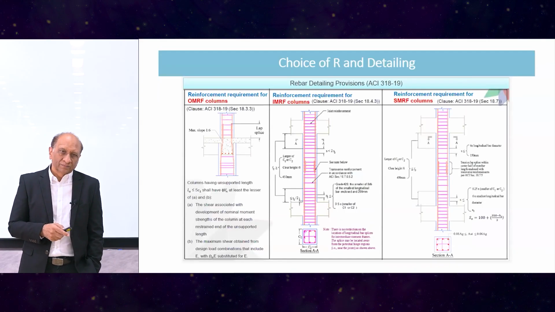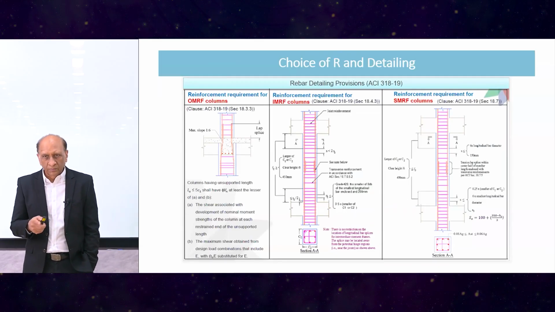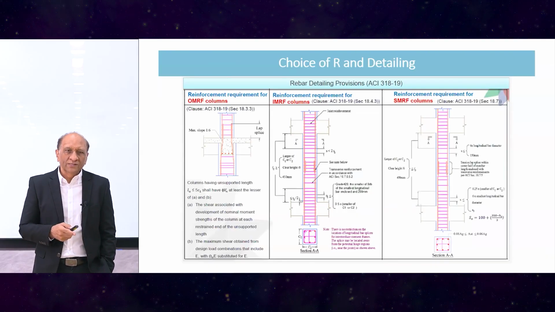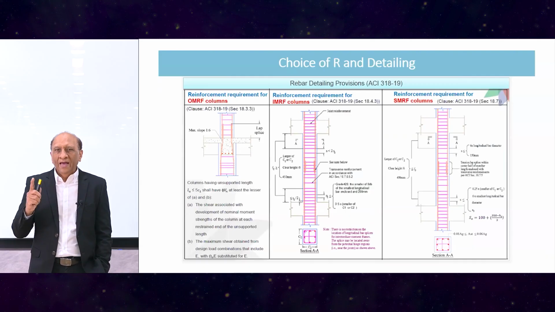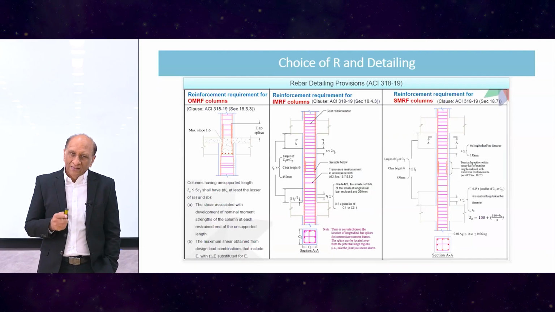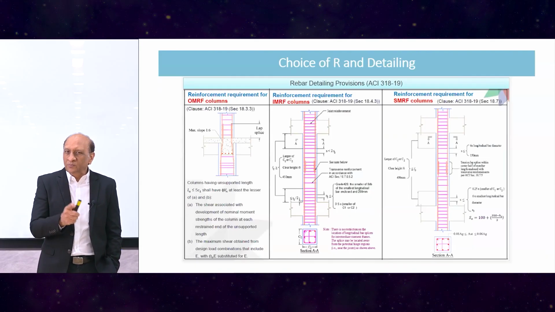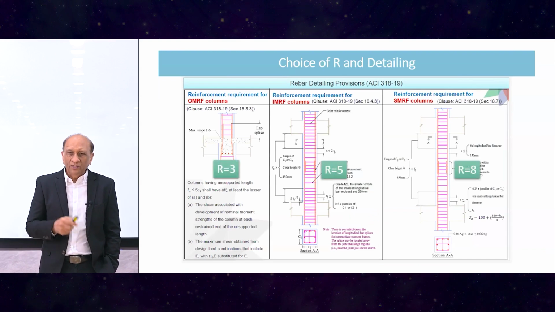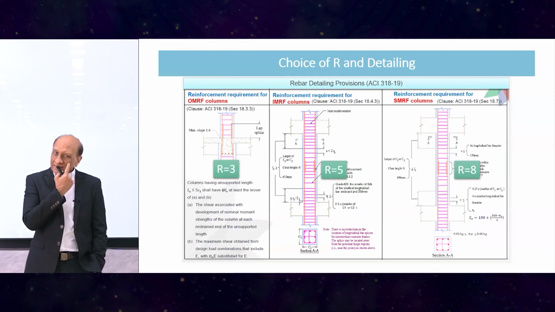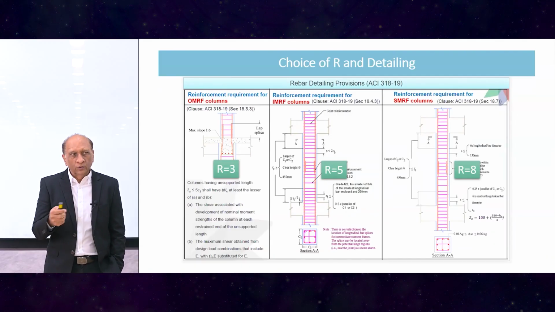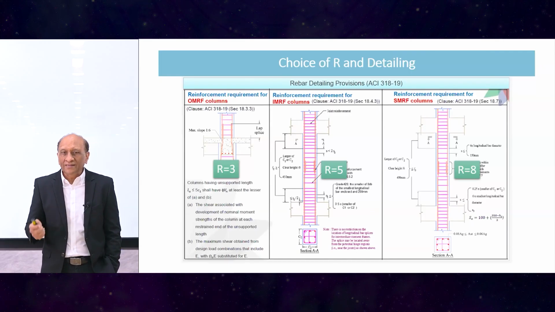Now, let's come to the detailing. In the ACI group of codes, there are three definitions, for example, for a frame: the ordinary moment resistant frame, the intermediate moment resistant frame, and the special moment resistant frame. And the detailing rules are very different for each one of them. Now, the interesting thing is that just because you choose one of those frame types, your R factor can change from 3 to 5 to 8. It's a huge variation just because you choose to follow a certain detailing, whether it is followed in practice or not. But if you select one of those, your R factor can be greatly different.